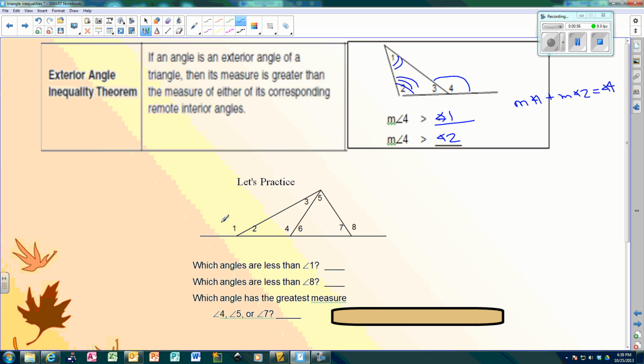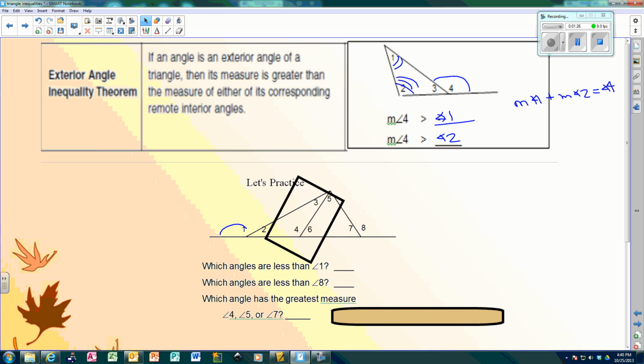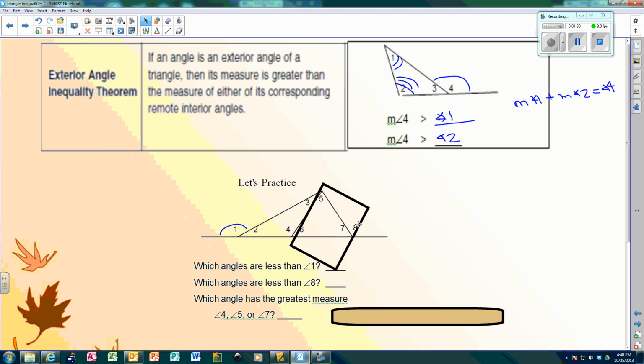So for example, let's look at this rather complex looking picture. It says which angles are less than angle 1. Since angle 1 is exterior, let's say that I only look at this triangle right here. Well, angle 1 is exterior to triangle 2, 3, 4, right? So that means that angle 1 has to be bigger than angle 3 and angle 4.